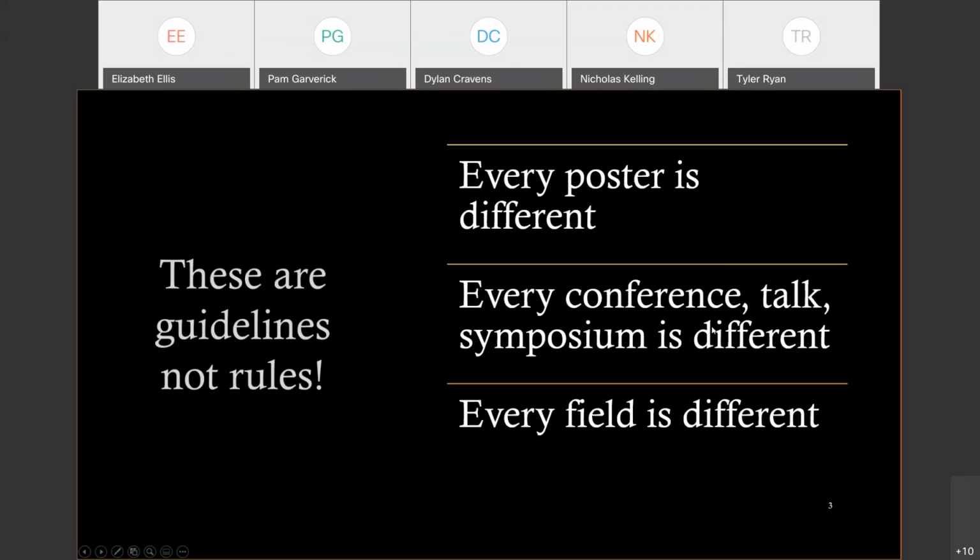So to start with my points. These are guidelines, not rules. Don't take everything as, this is the only way that this can be done, right? It's a general concept. So just keep in mind every poster is different. Every conference, talk, symposium is different, and every field is different. So if there's things that I talk about and you're like, well, in my field, we don't do that, I'd say, okay.